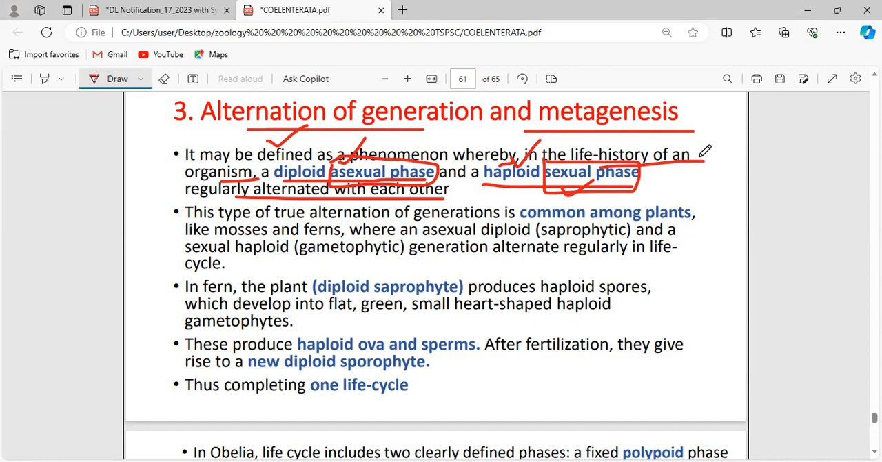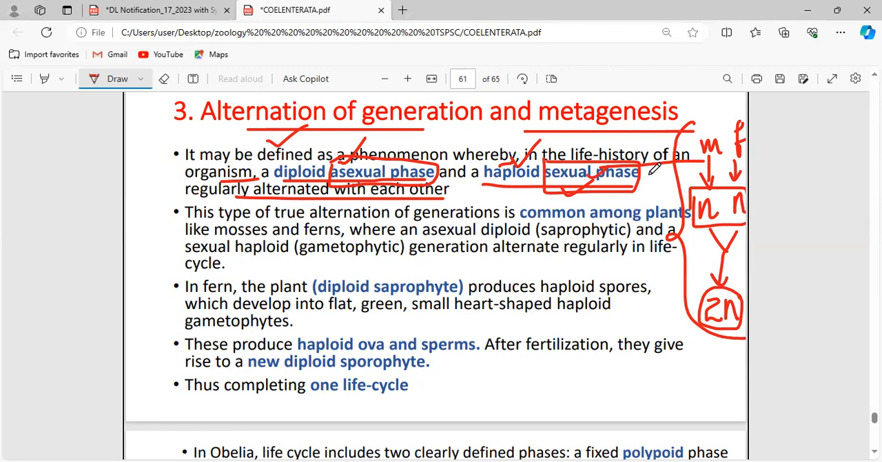In the sexual phase, we have studied male will produce the sperm, which is N. Female will produce the ovum, which is N. The two are going to fuse, and only after the fertilization, that is fusion of this male gamete and female gamete, they are going to give rise to the zygote, that is 2N. So this is what happens in the sexual reproduction. As it produces the haploid gamete, this is said to be the haploid sexual phase.